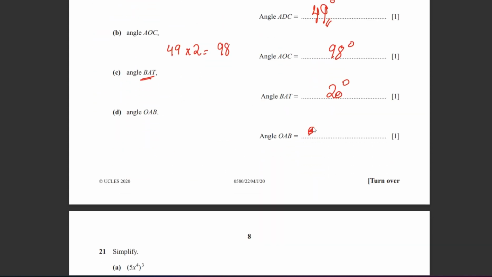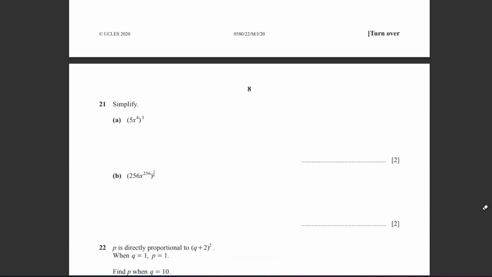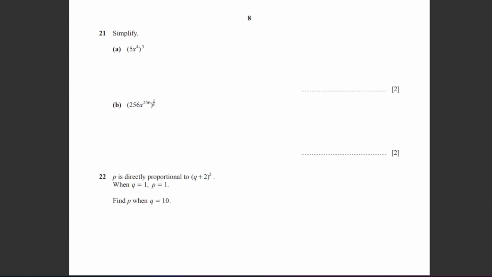Okay. Question number 21. Simplify this. Whenever I have a root outside, I distribute it here and here. So it is 5 power 3, times 4, all power 3. 5 power 3 means 125. And then x^3 multiplied by 4 equals 12. So this is 125.